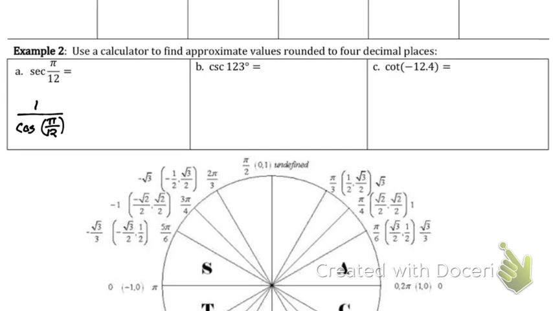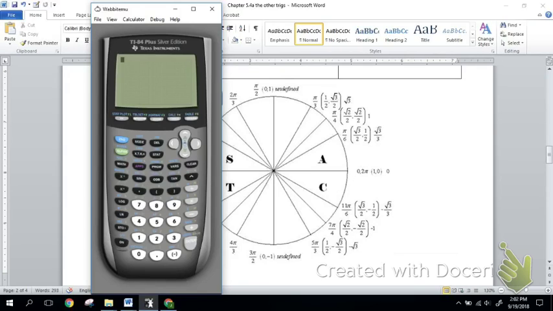That we can now plug into our calculator. And we have 1 divided by cosine of pi over 12. That looks like 1.035. Yeah. What's the direction say? What do we have to round it to? 1.0353. Ooh, 4 decimal places.